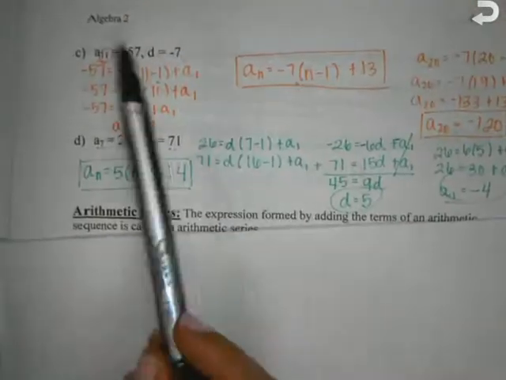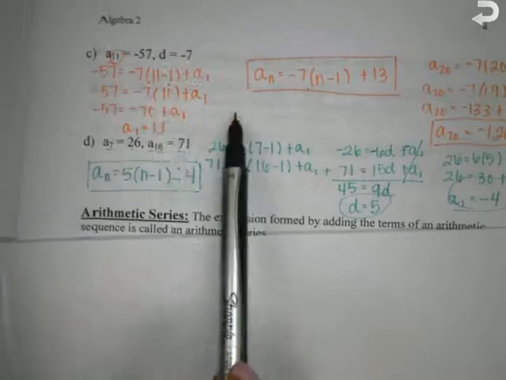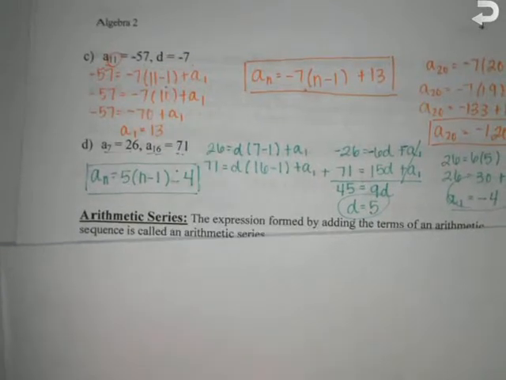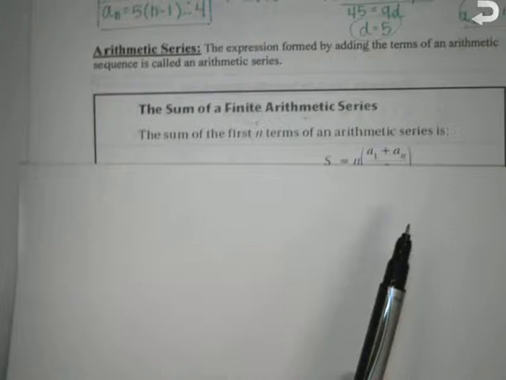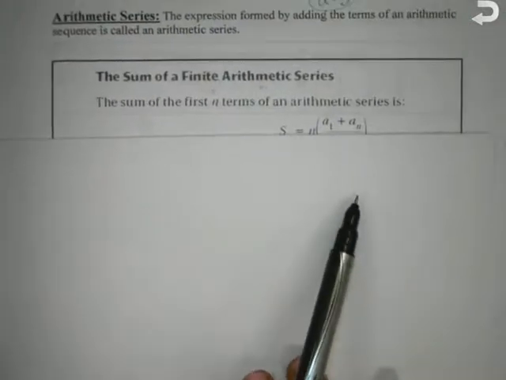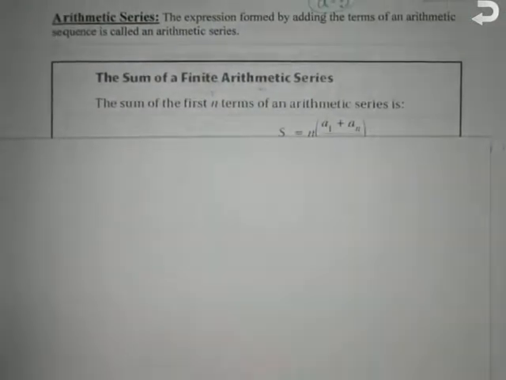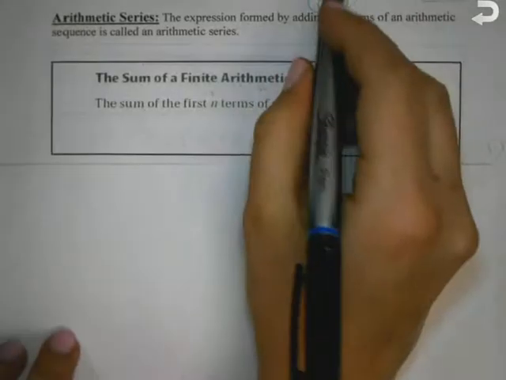Okay, so what about series? We also have arithmetic series. Now a series means that we're just adding everything together. So an arithmetic series is the expression formed by adding the terms of an arithmetic sequence together. Okay, there's a formula for this also.